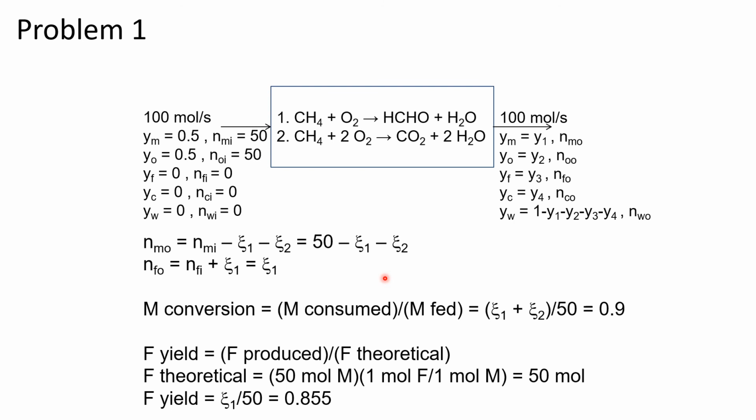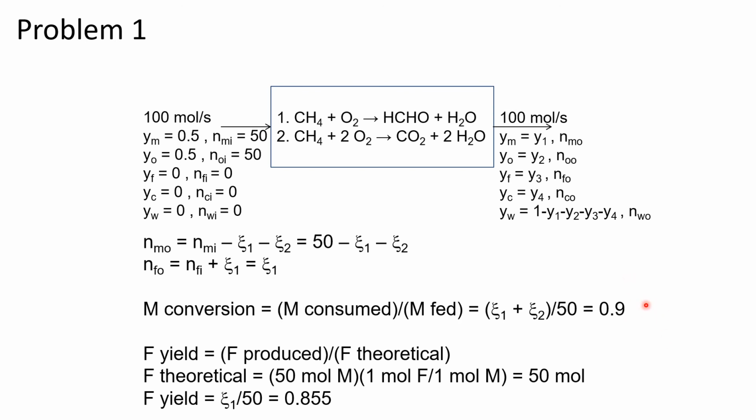Next, let's make use of the 2 specifications in terms of conversion of methane and yield of formaldehyde to reduce the number of unknowns that we have. First, let's look at the methane conversion. Methane conversion, as we said, is methane consumed divided by methane fed. The methane consumed is just the difference between methane in minus methane out. So methane in minus methane out is Xi1 plus Xi2. We'll divide that by the methane in, which is 50. That's going to be equal to 0.9.